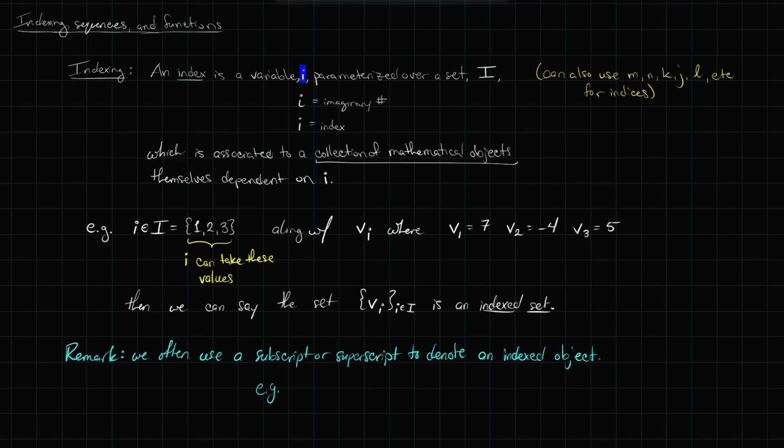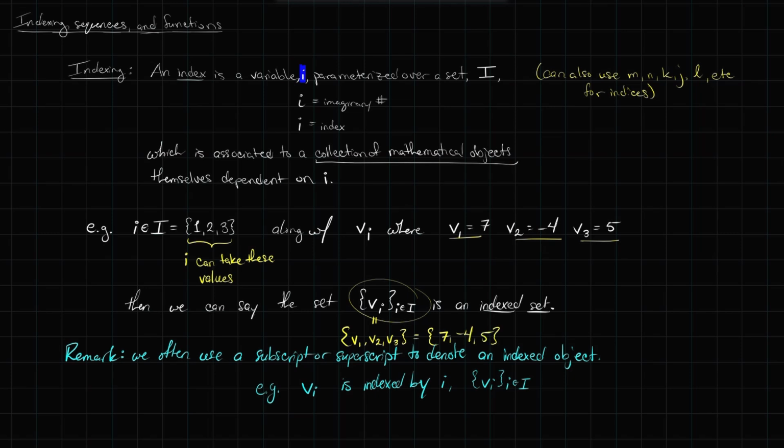Okay, so these were the examples that we just saw. v sub i is indexed by i, and the set is parameterized by i. By the way, this set is actually equal to {v1, v2, v3}. And we know the values of v1, v2, and v3 are 7, -4, and 5. And so this is just an efficient way of describing larger sets dependent on smaller sets.